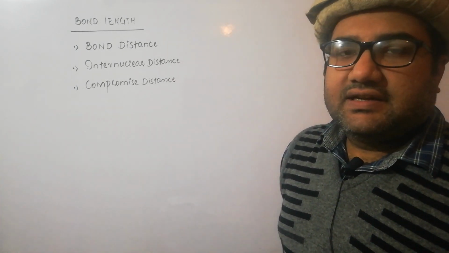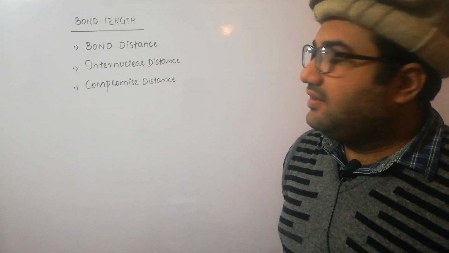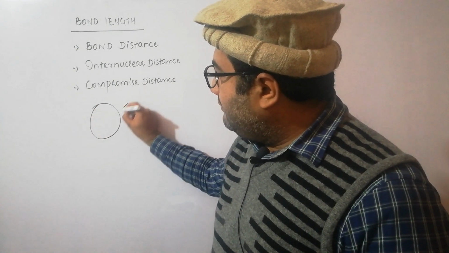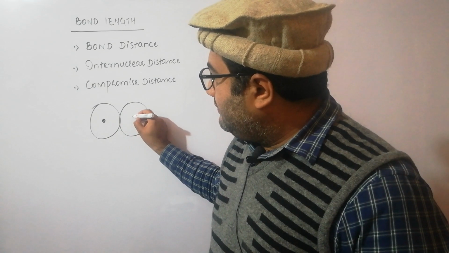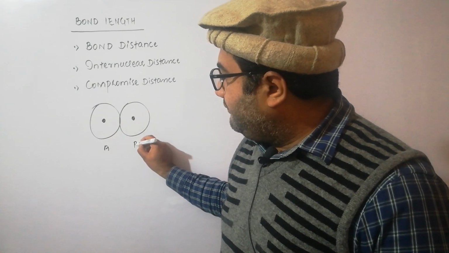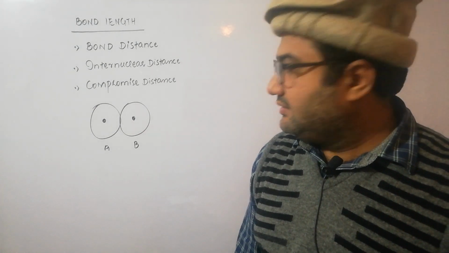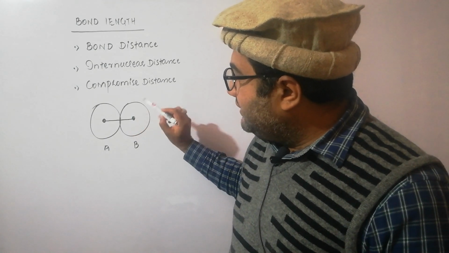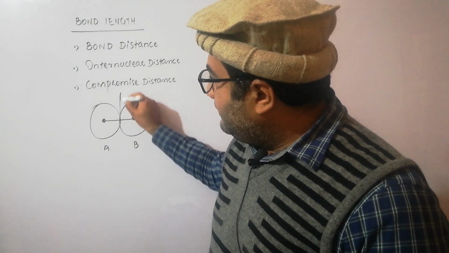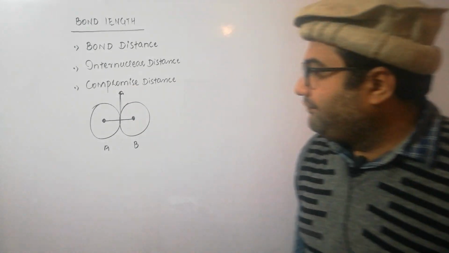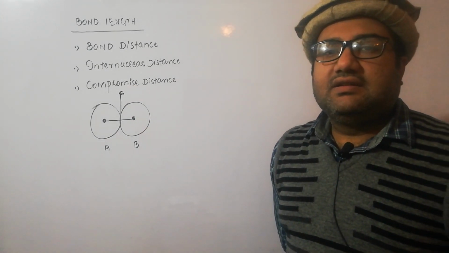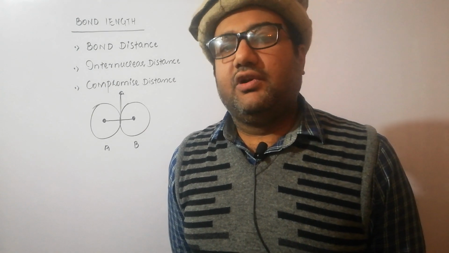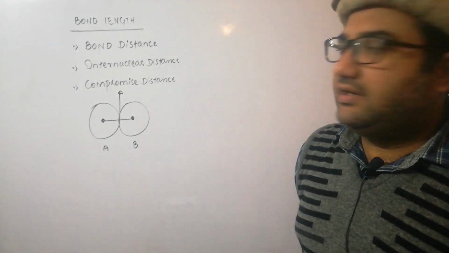Now let's move towards the second heading, which is the definition of the bond length. Suppose that there are two atoms, A atom and B atom, and these are covalently bonded with each other. Then the average distance between their nuclei will be called the bond length or compromise distance. So bond length is defined as the average distance between the nuclei of two bonded atoms in a molecule, and these bonded atoms are covalently bonded.